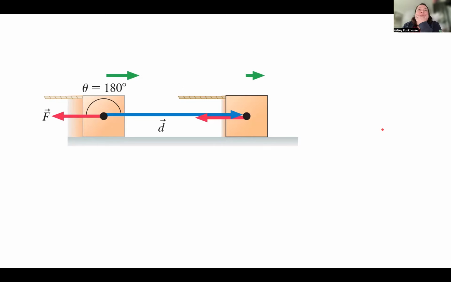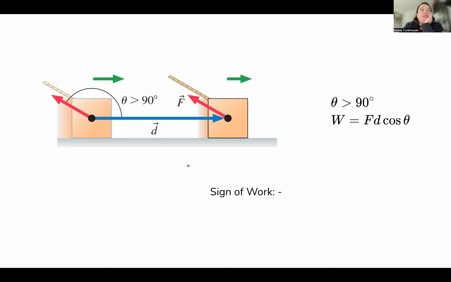I want to go briefly back to this one and mention one way, beyond thinking of the angles, to help you figure out if the work done is positive, negative, or 0: look at what direction the force acts versus what direction the motion is. If the force acts in the opposite direction of the motion, the work done is negative. If they act in the same direction, it's positive, and if they are perpendicular, it is 0. So that's just one trick to keep in your mind.